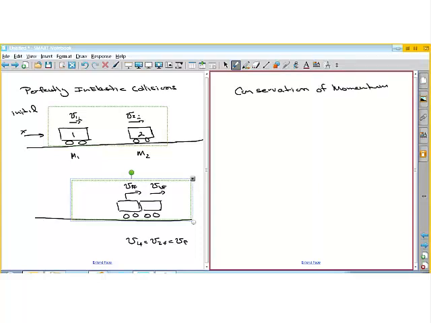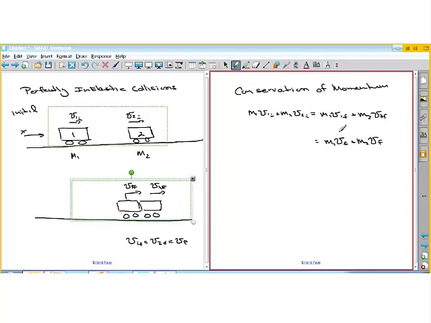just says that M1 V1 initial plus M2 V2 initial is equal to M1 V1 final plus M2 V2 final. I should have done M1 first since that was the order I did it in previously. But because the velocity is the same, you get M1 V final plus M2 V final.